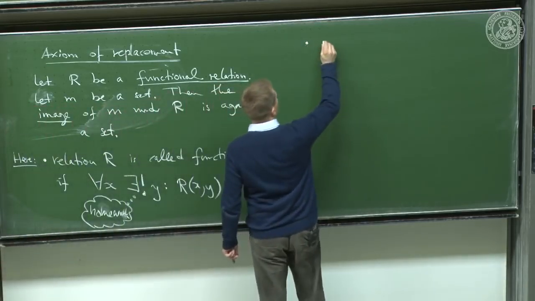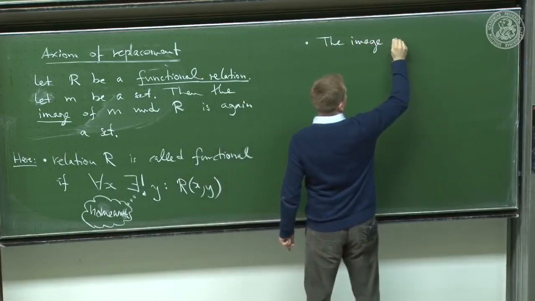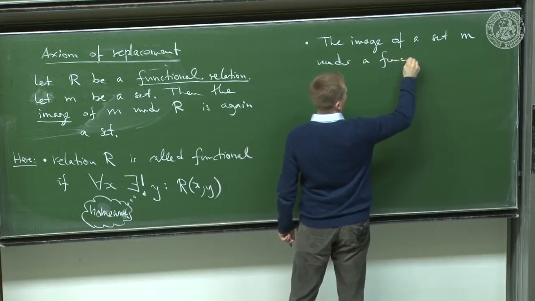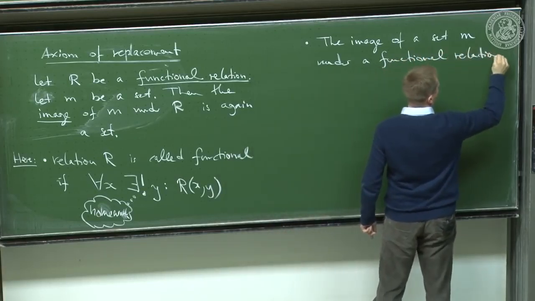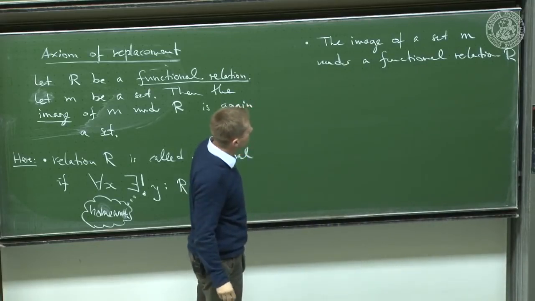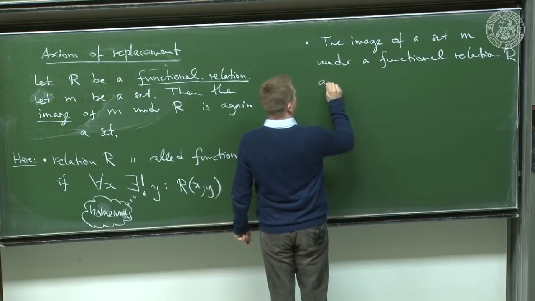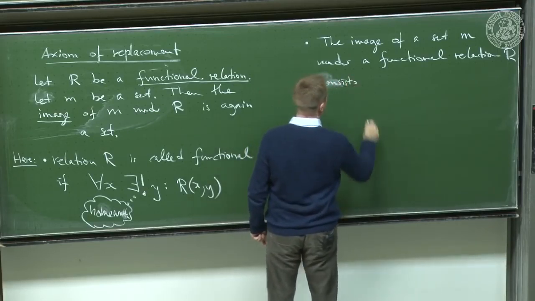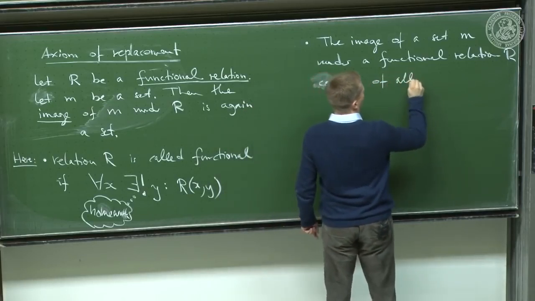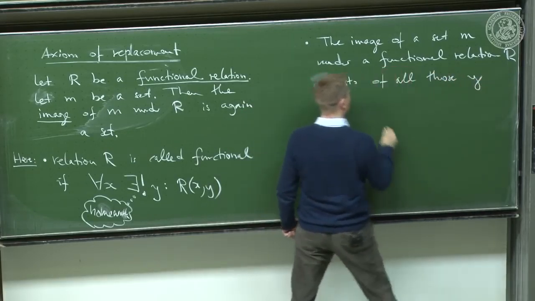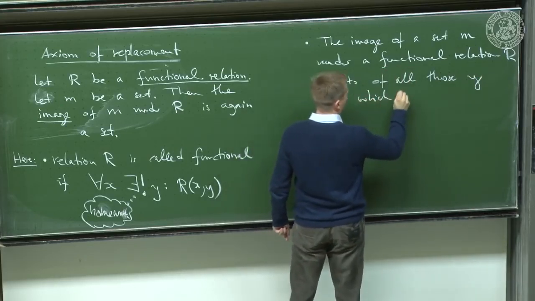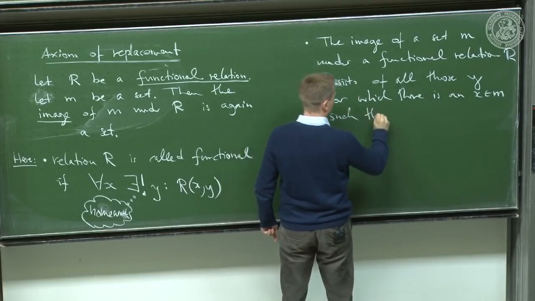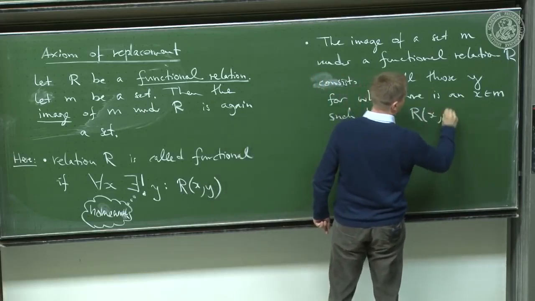And the second definition is the image of a set M under a functional relation R. It consists, I write consists, and you'll ask in a second, I'll answer in a second, of all those y for which there is an x in M such that R x comma y.